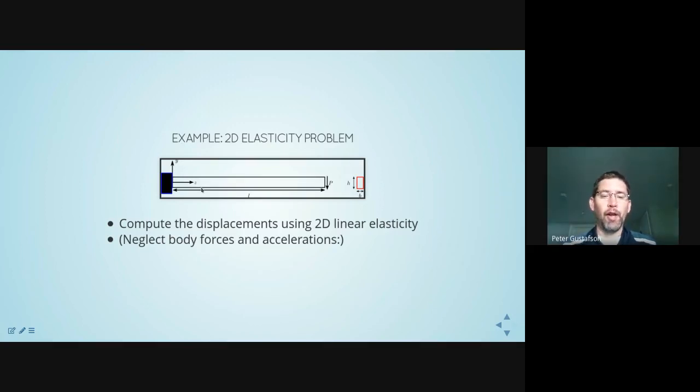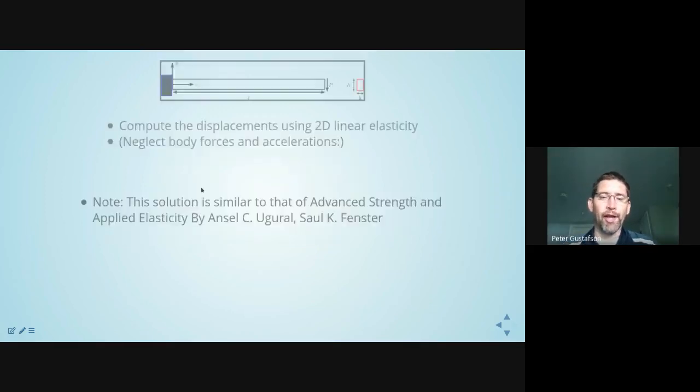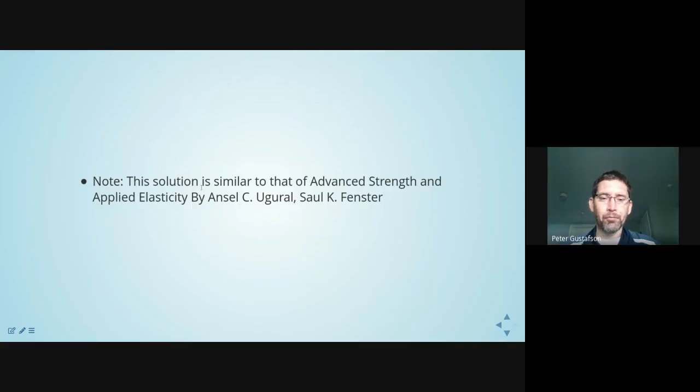We can ignore body forces and accelerations in this. We're going to do a static calculation and ultimately calculate the stress in this. This solution, by the way, is taken, modified slightly, but taken from a textbook, Advanced Strength and Applied Elasticity by Ugural.